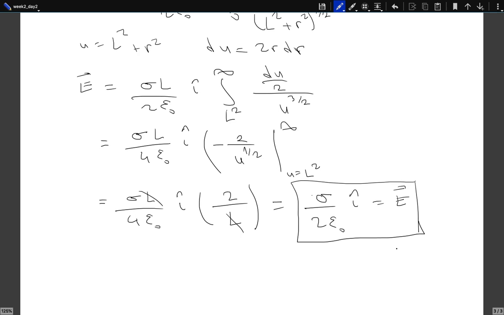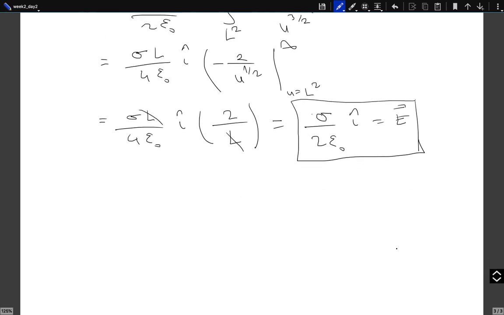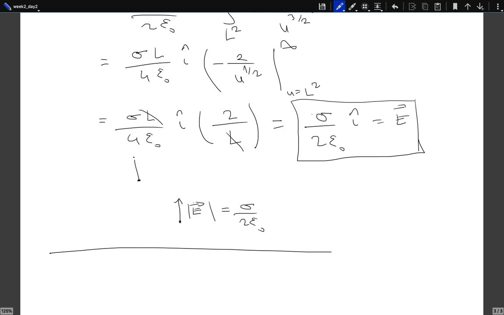So for example, the electric field doesn't depend on L. Whether you are, if this is your infinite plane, the electric field at this point, if the surface charge density is positive, will be pointing away from the plane, and it will have a magnitude sigma over 2 epsilon 0. If you are looking at the electric field at this point, again, it will be pointing in the same direction with a magnitude exactly the same. So it doesn't matter whether you are very close to the plane or away from it, you have exactly the same electric field.